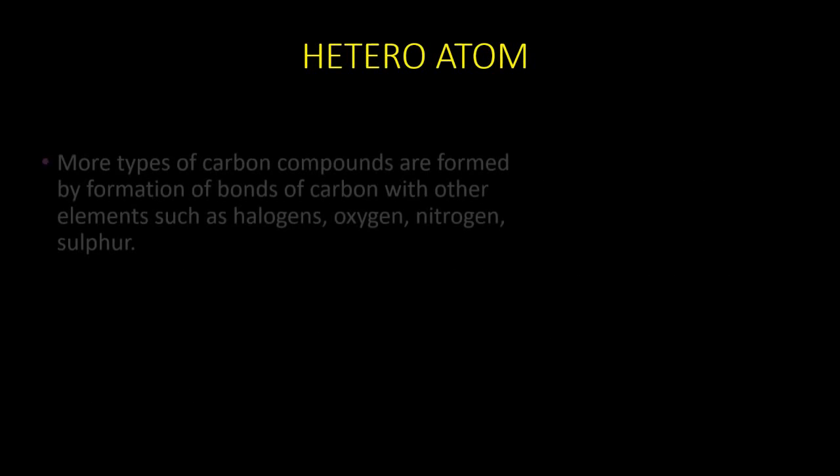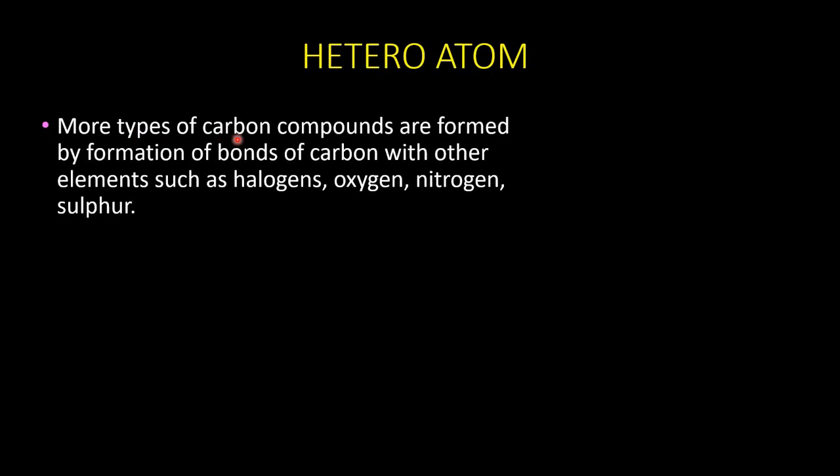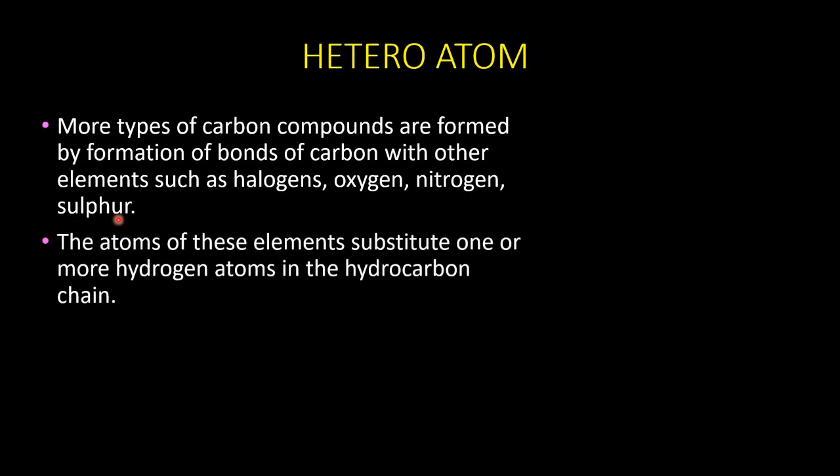So children, so far we have seen carbon compounds made only of carbon and hydrogen. But more types of carbon compounds can be formed by bonding of carbon with other elements like halogens, oxygen, nitrogen and sulfur. The atoms of these elements substitute one or more hydrogen atoms in the hydrocarbon chain.